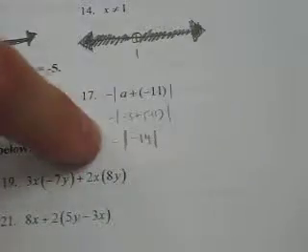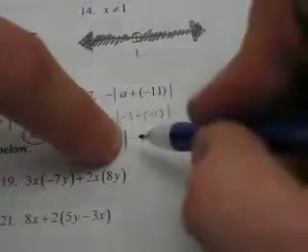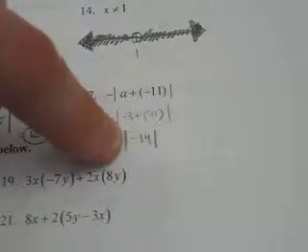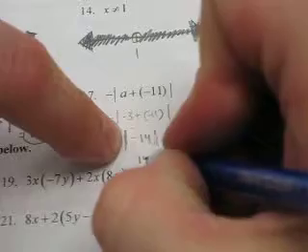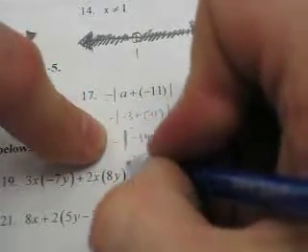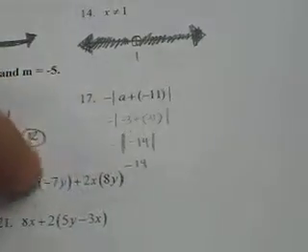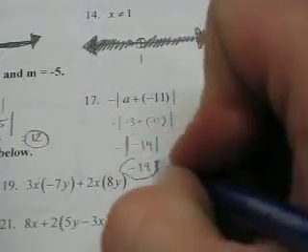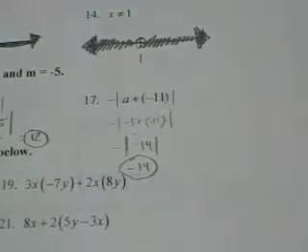We're going to, again, forget about the negative on the outside until we've simplified what's inside the absolute value bars. Absolute value of -14 is +14, and only at that point will we think about the negative on the outside and take the opposite of +14, make it negative. So -14 would be our answer on 17.